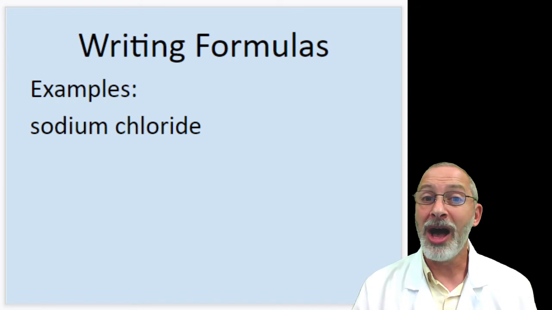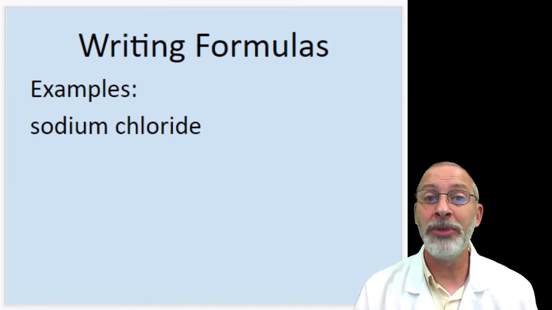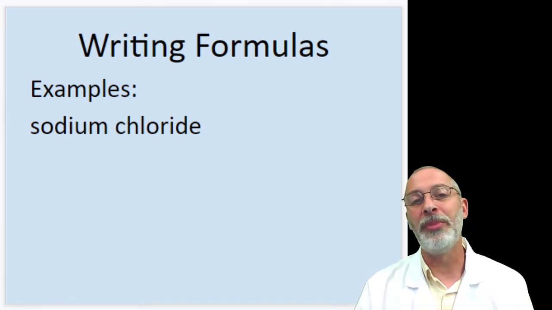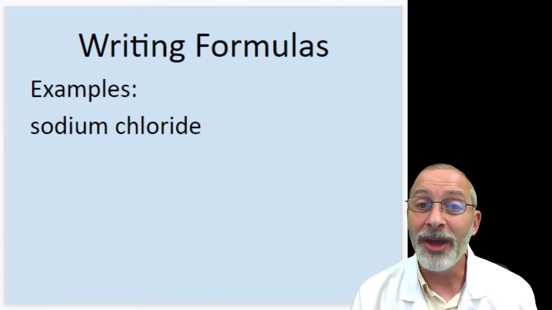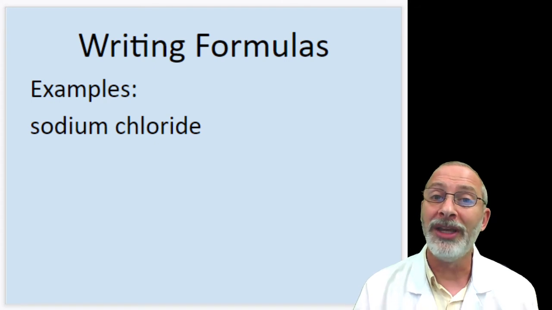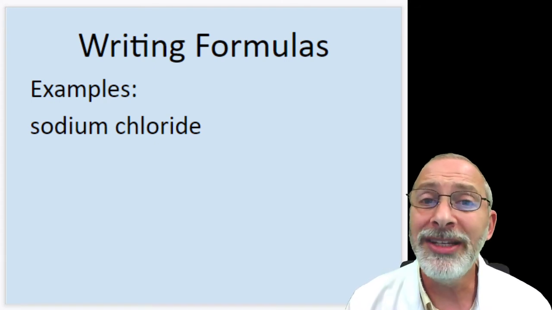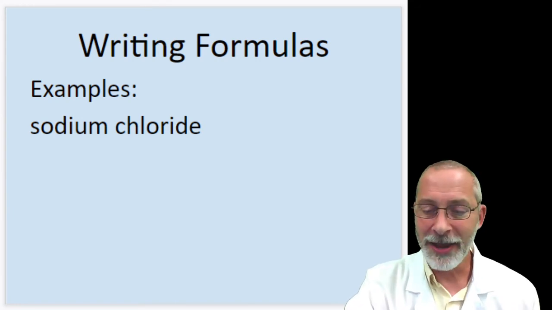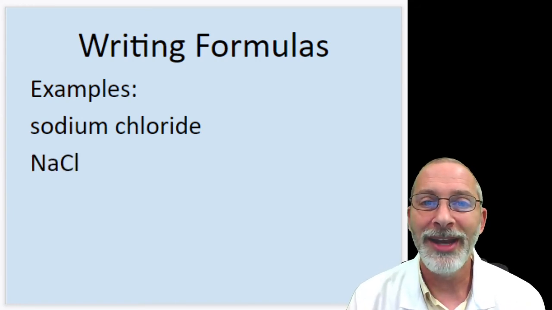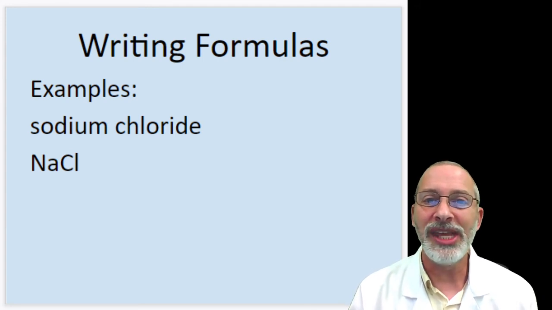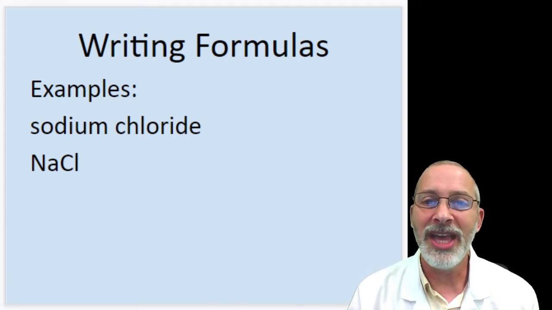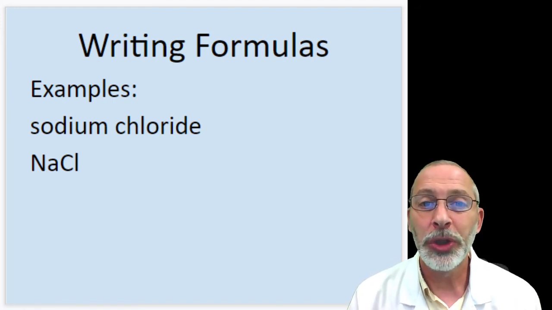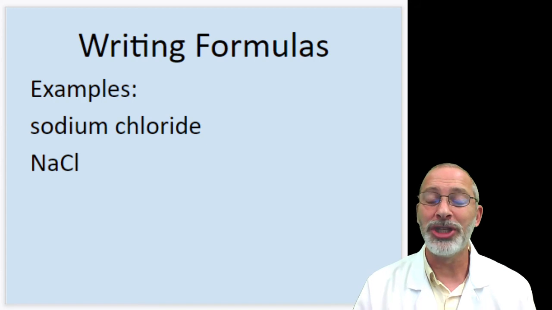So the compound sodium chloride, if you write the metal first, followed by the nonmetal, you can tell me what the chemical formula is for sodium chloride. Write it down first, and then look at the screen. Write it down. Is that what you got? NaCl. NaCl is the chemical formula for sodium chloride. So if you got that, great job.